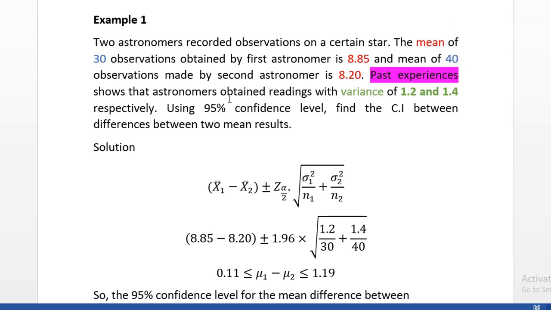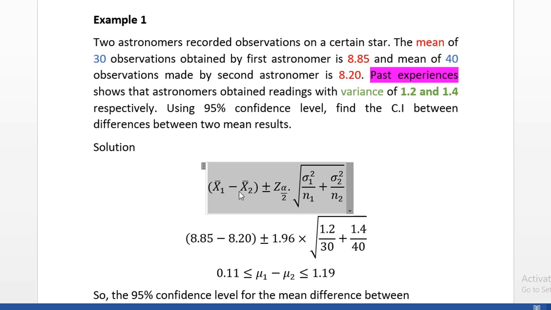Past experiences show that... what are past experiences? Astronomers obtain readings with variance of 1.2 and 1.4 respectively. It means we have some prior knowledge from prior studies that the variances are 1.2 and 1.4 respectively. So you can assume these two values as our sigma 1 square and sigma 2 square. It means you can assume that the population variances are known. So we have to use this formula to construct our confidence interval.